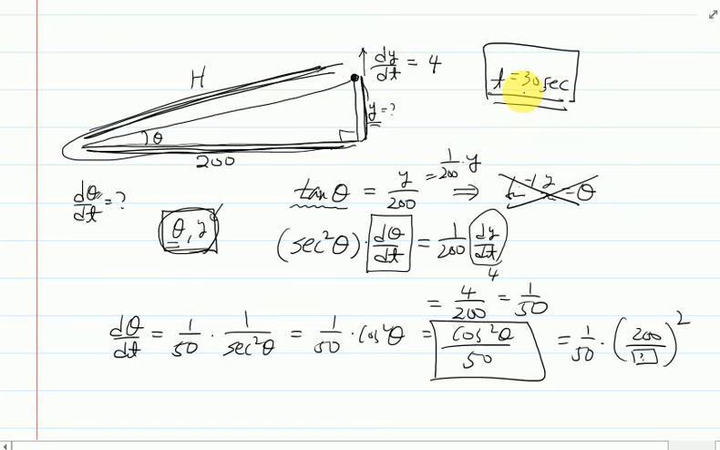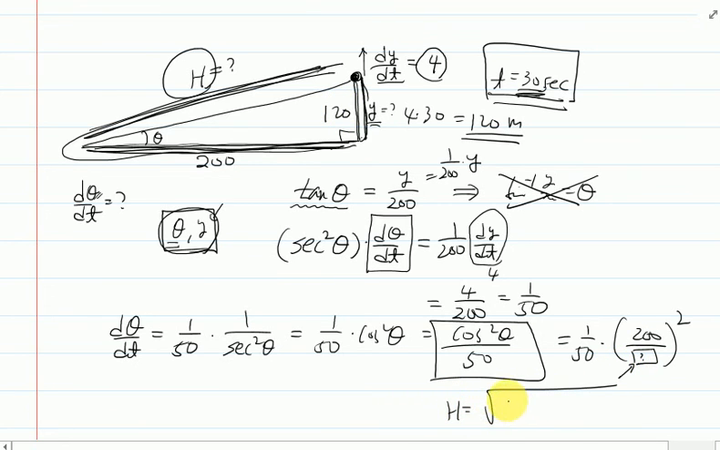So it says 30 seconds later. When the balloon is rising up at that speed for 30 seconds, where is the balloon at that time? 4 times 30, right? So it's going to be 120 meters at that specific time. So we are looking for the hypotenuse when the bottom is 200 and the height is 120. Okay, so that H must be the square root of 200 squared plus 120 squared by the Pythagorean theorem. So that should be the answer.